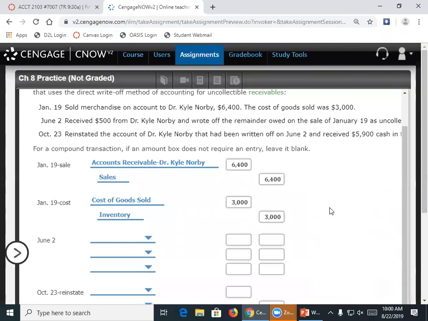So good old reviews, right? Didn't know you'd be using so much of what you'd already learned. Like, oh no, I have to remember all that. So now that's just a review of how we do sales on account.